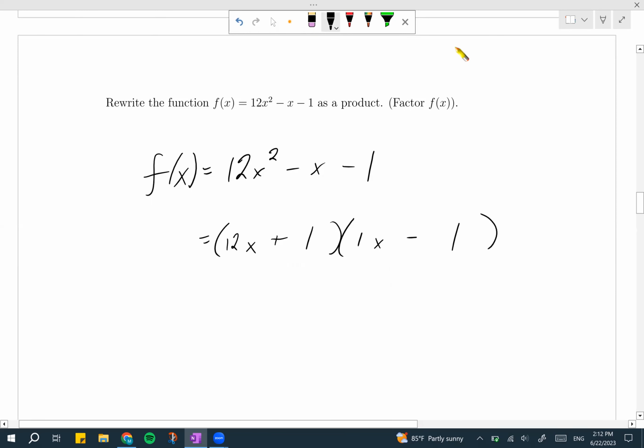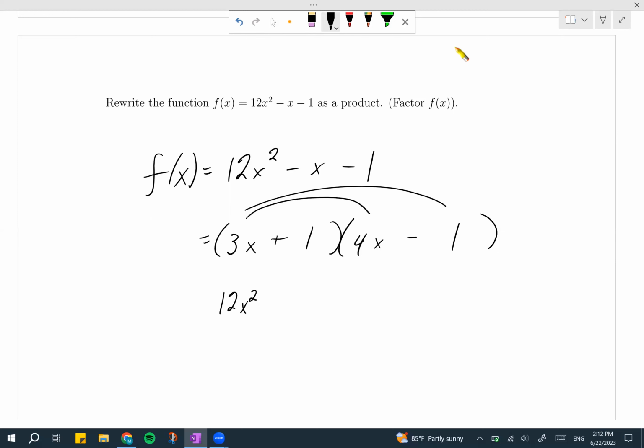What are some factors of 12? I could do 6 and 2. I could do 4 and 3. 4 and 3 kind of seems a little interesting. Let's try 3, 4. If I FOIL this out, I'm going to get 12x squared. First, outer, I'm going to get minus 3x. Inner is plus 4x. Last is minus 1. This will give me 12x plus x minus 1. Well, that's almost right. I'm just off by a sign right here.